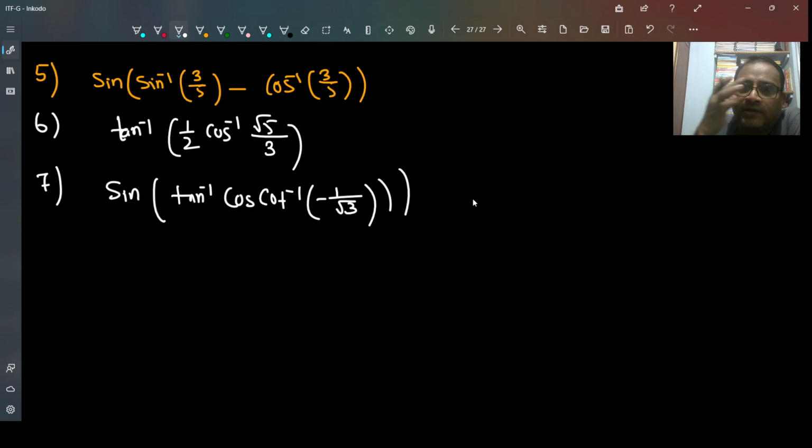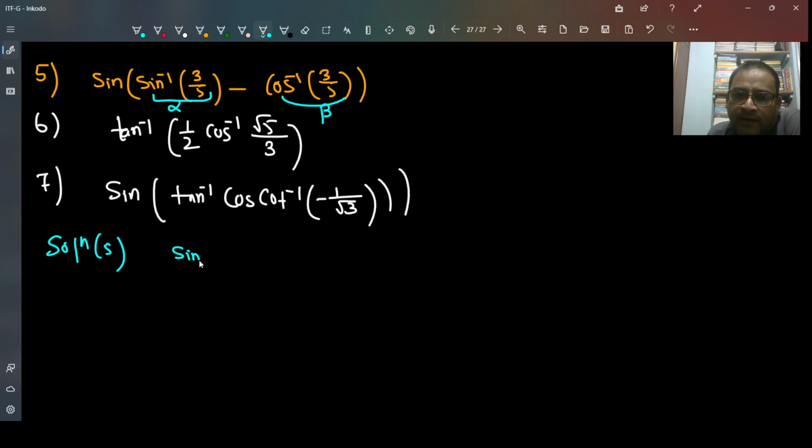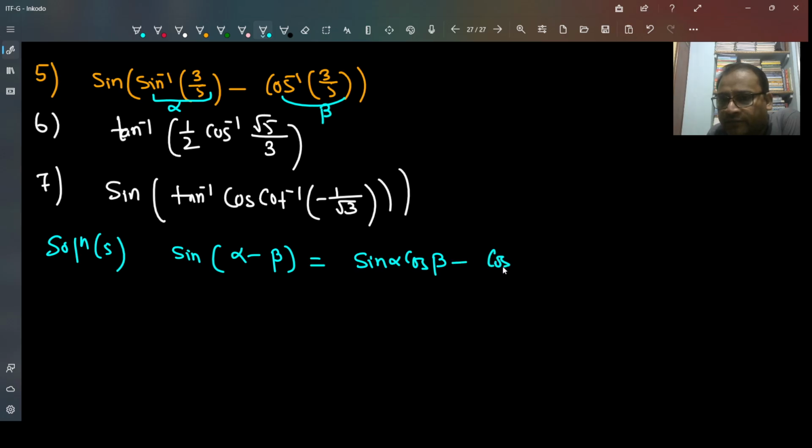Now look at question number 5. Here we notice that sine and cos are given. This angle I am calling alpha. This angle I am calling beta. So solution of 5: I have the standard result, sine of alpha minus beta, I can write as sine alpha cos beta minus cos alpha sine beta.